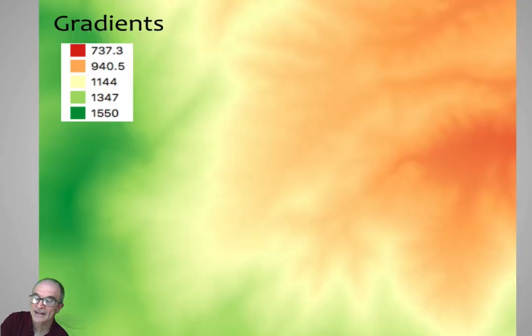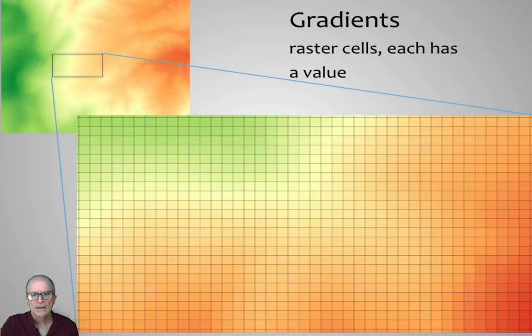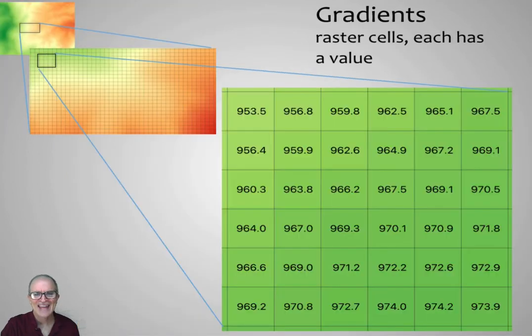Rasters are great for gradients. So here's an elevation raster, and you can see from the highs in the greens to the lows in the reds, I'm descending. So I'm going downhill here. There's a ravine here. There are these cells that define the raster on top. So if I zoom in, I can see each of the cells. And then I can do things like look at the actual values. So each of the cells has a value at the center of the cell.